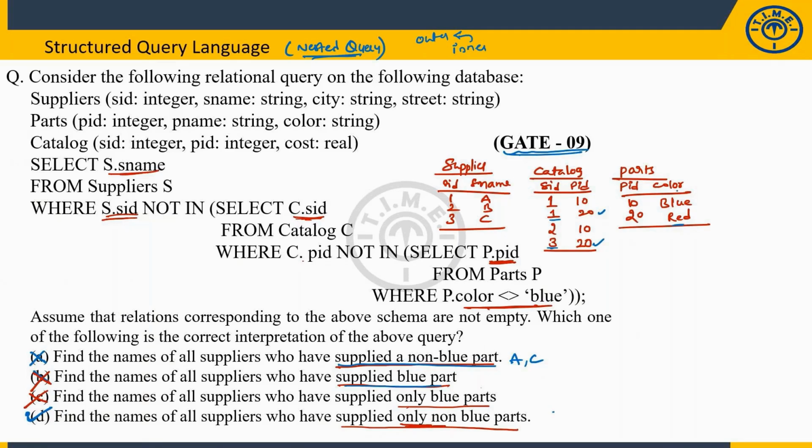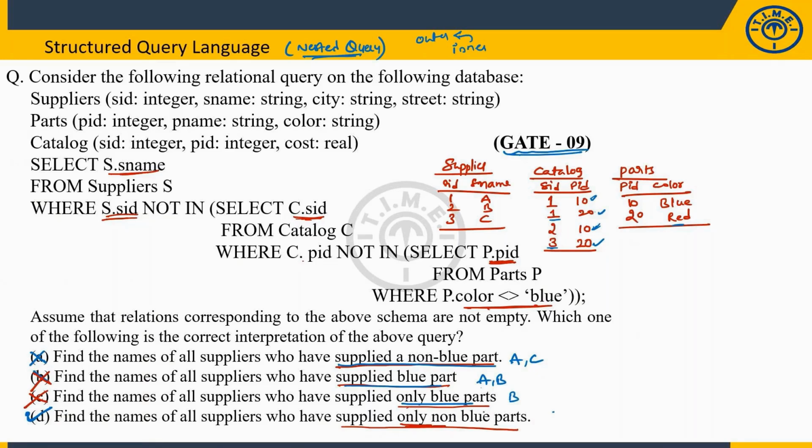What is blue? Blue is 10. 10 is supplied by 1 and 2. That is A and B. Means when you evaluate this query on this table of data, if you get output A comma B, then option B is correct. Only blue parts. Blue is 10. 10 is supplied by 1 and 2, but 1 is also supplying non-blue part 20, but 2 is supplying only blue part. Now who is 2? B.